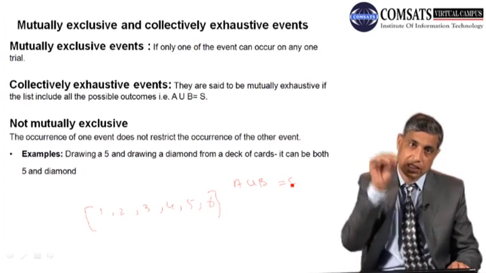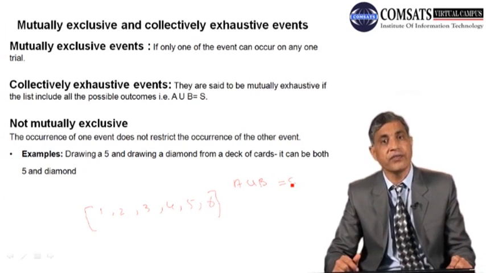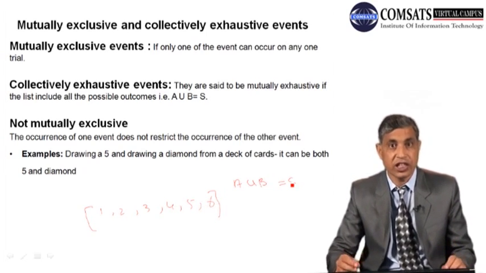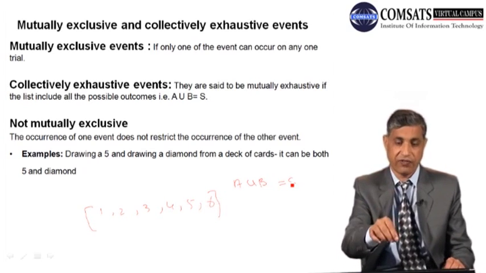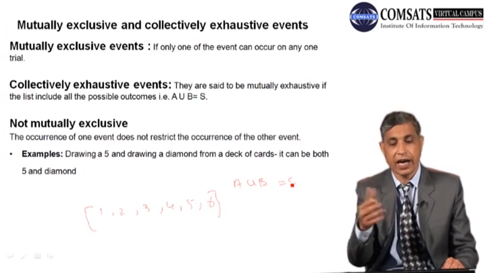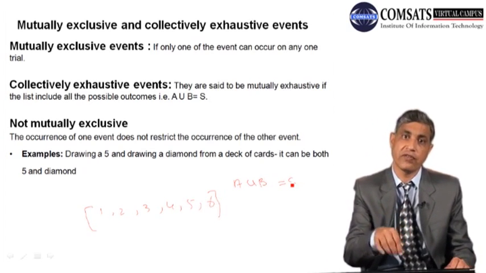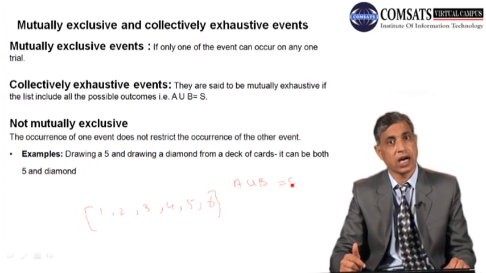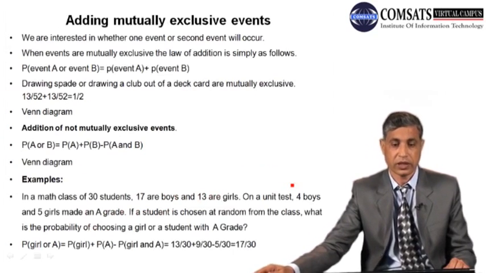For example, if I draw a card, I say that it should be either a 5 or a diamond. So if you see, it can be both. For example, randomly selecting, if I draw a card and on the card it is written 5 and it belongs to the diamond, then it means that both the events have occurred at the same time. So such kinds of events are called not mutually exclusive events.